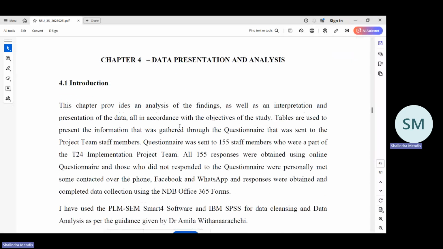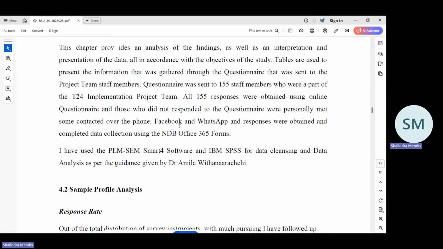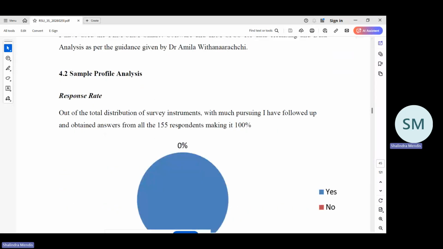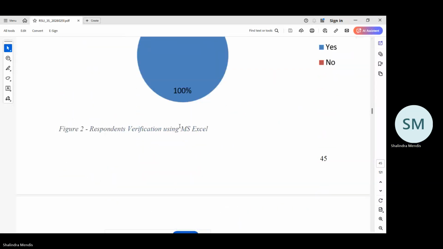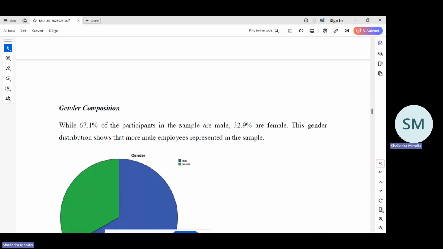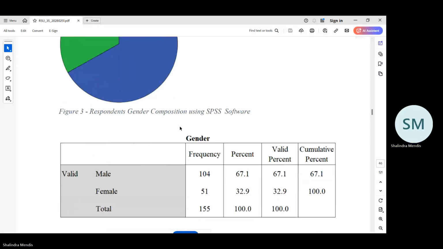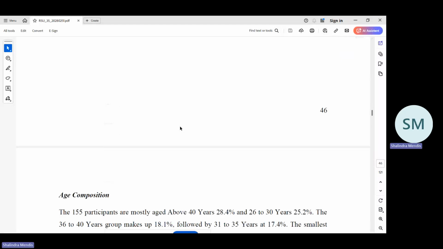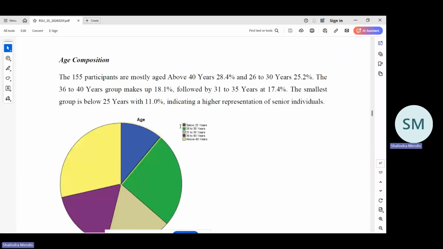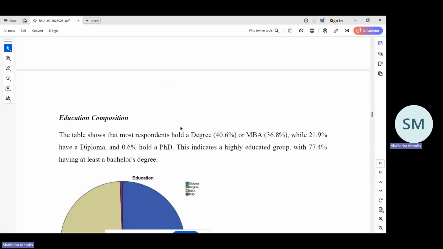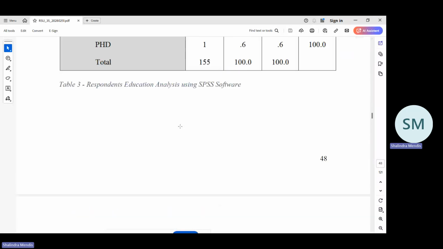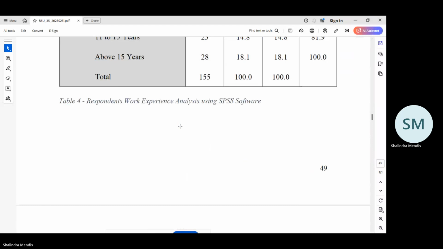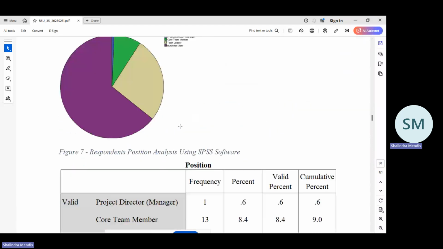Then the data presentation and analysis, introduction, sample profile analysis, gender composition using SPSS, age composition using SPSS, education composition using SPSS, experience using SPSS, position composition using SPSS.